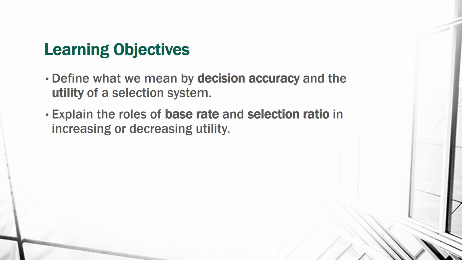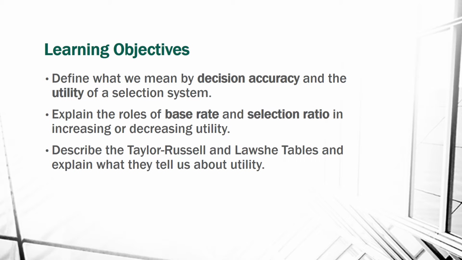Along the way, we're going to have to explain a couple of concepts called the base rate and the selection ratio. These both influence the amount of utility we can get from a particular test. They set some limits, some constraints on how much use a selection system will be to us. We're going to talk about the decision accuracy approach that's described in your textbook, but I also want to introduce a couple of other ways we can approach estimating utility.